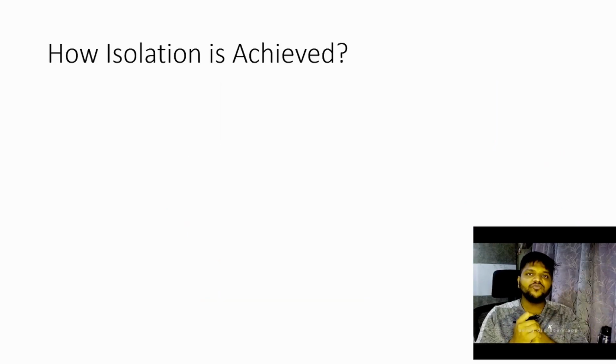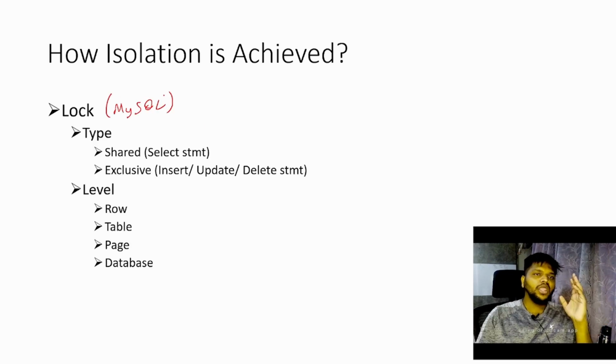Now finally we will discuss how isolation is achieved. There are two mechanisms primarily, and it depends from database to database. Either you can go with locking or you can go with MVCC. First we will discuss locking. This is what MySQL uses. In locking, there are multiple different types of lock, but majorly there are two: shared lock and exclusive lock.